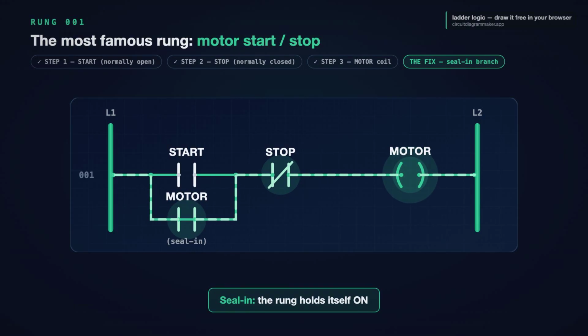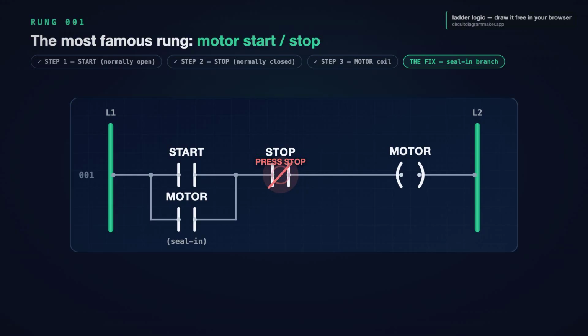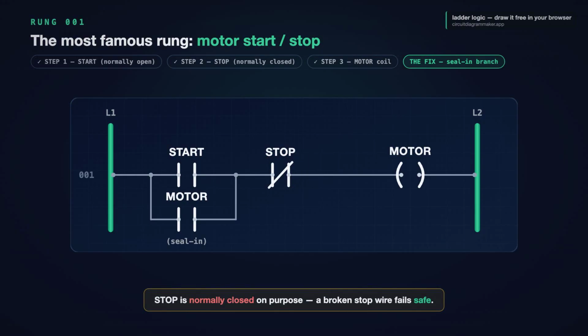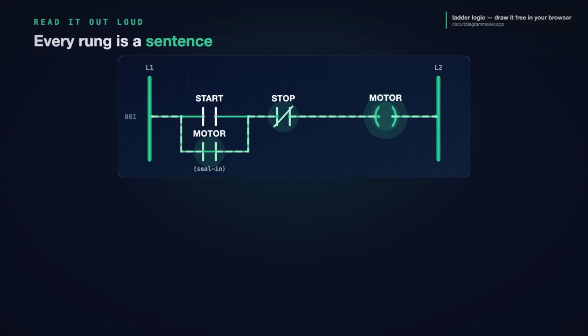One rung, three elements, and a branch. That is real machine control. And notice the stop button is normally closed on purpose. If the stop wire ever breaks, the rung loses power and the motor fails safe. Draw it normally open, and a broken wire means a machine that cannot be stopped. That single choice is a safety decision. Every rung reads like a sentence, and this one reads beautifully. If start is pressed, or the motor is already running, and stop is not pressed, then run the motor.